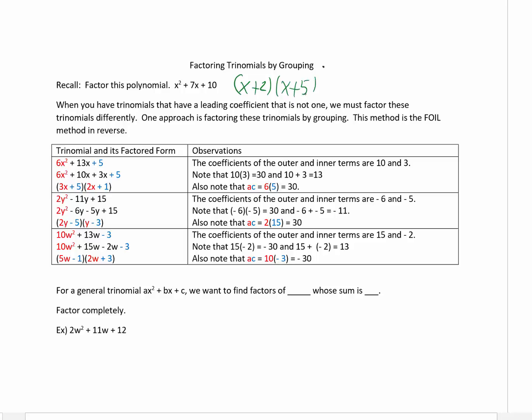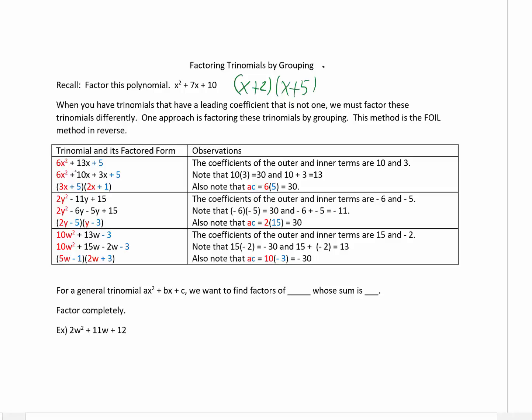When you have trinomials that have a leading coefficient that is not 1, we must factor these trinomials differently. One approach is factoring these trinomials by grouping. This method is the FOIL method in reverse. So let's take a look at a couple of examples.